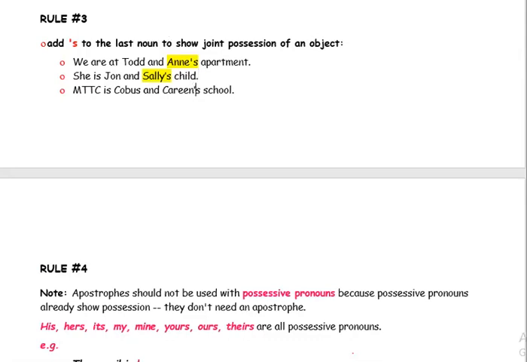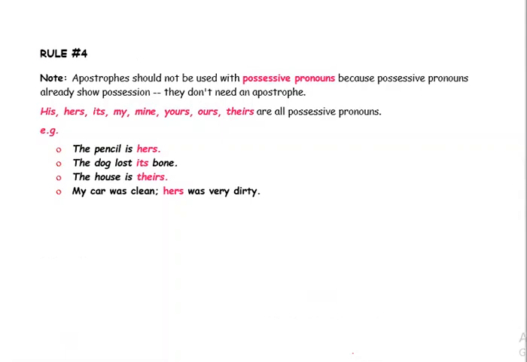Okay, well done. So Kareen will receive an apostrophe S at the end of her name. Okay, let's look at the last rule, rule number 4. Apostrophe should not be used with possessive pronouns. Those are pronouns that show that something belongs to that person or thing. Because possessive pronouns already show possession, they don't need an apostrophe. So, for example, his, hers, its, my, mine, yours, ours, theirs are all possessive pronouns.